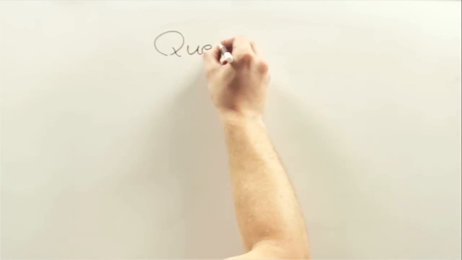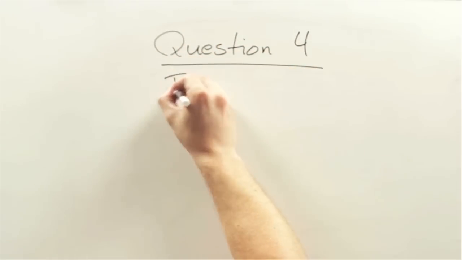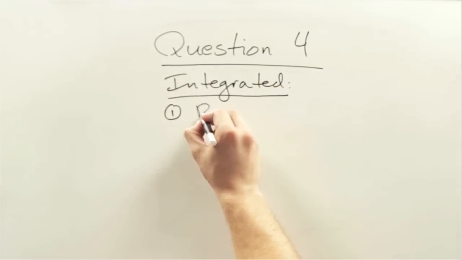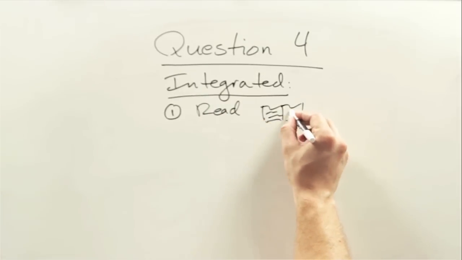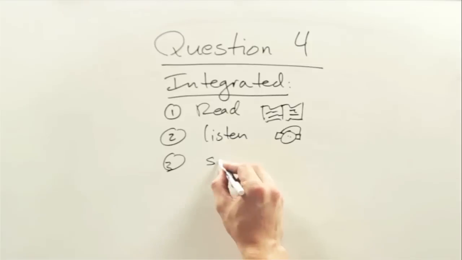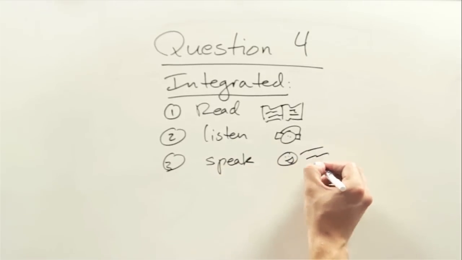Question 4, like question 3, is an integrated question. It integrates reading, listening, and speaking. For question 4, you'll read a passage, and you'll listen to a lecture. Then, you're going to speak about the lecture as it relates to the reading.